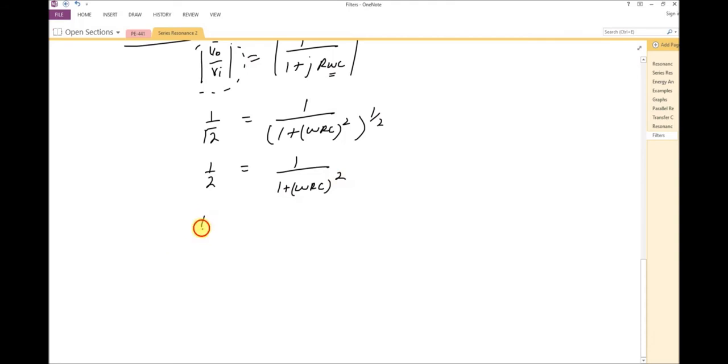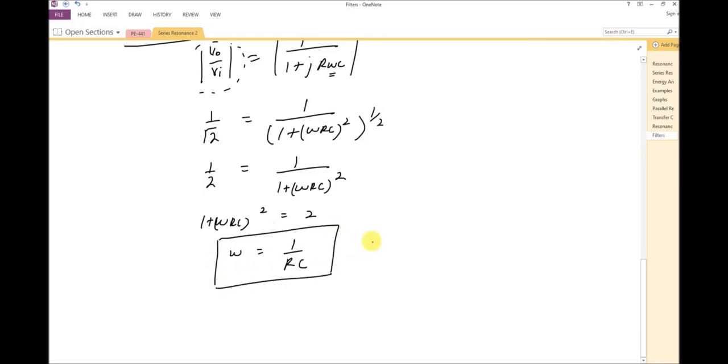And 1 plus (omega RC) squared is equal to 2, and after solving it will give you omega equal to 1 over RC. So this is your cutoff frequency or half power frequency.